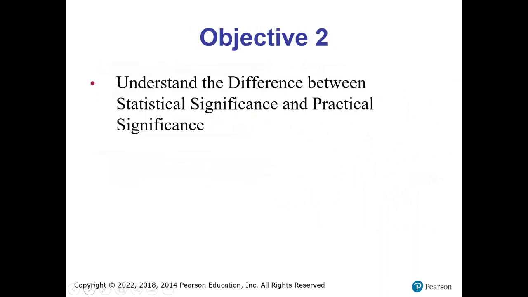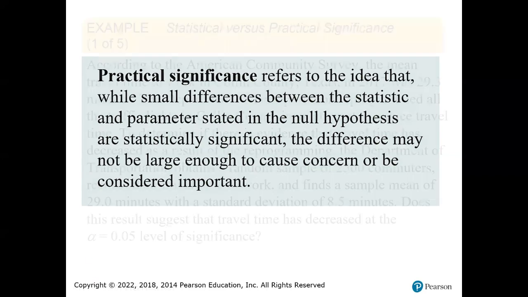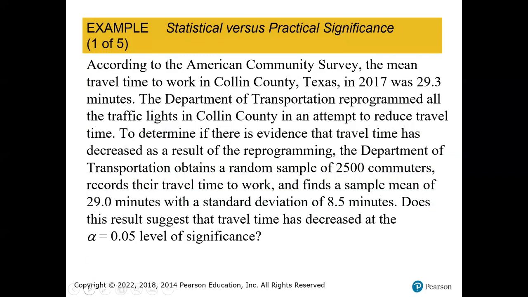One more little thing I want to discuss here pretty quick is the difference between statistical and practical significance. Practical significance refers to the idea that while small differences between the statistic and parameter may be statistically significant, their difference may not be large enough to cause any sort of concern or be considered important. When we reject the null, we have statistical significance. The question then becomes, is it practical enough to make an impact?